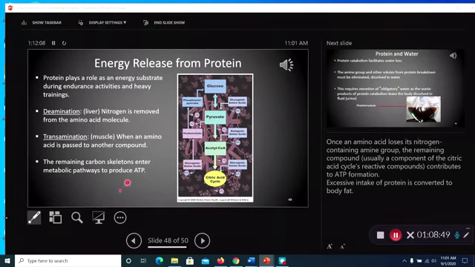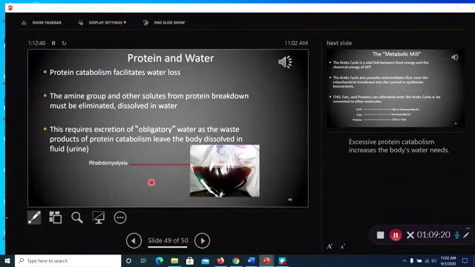So in order to free up the carbons that are within protein or amino acids, there's got to be deamination. That is going to occur in the liver. Nitrogen is going to be removed from the amino acid molecule. Then there can be transamination. It can be used for transamination in the muscle when an amino group is passed to another compound. The remaining carbon skeletons can enter metabolic pathways to produce ATP, and I've shown you at least one or two figures that showed the flexibility of proteins. So, pretty important. Pretty close to the last slide here.